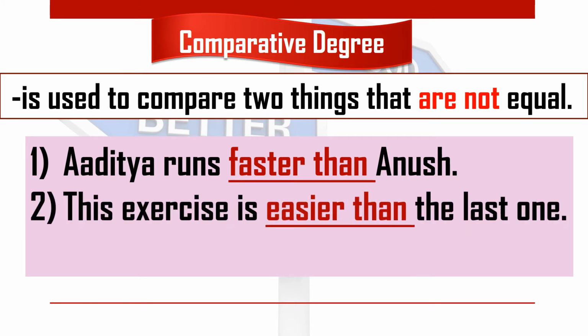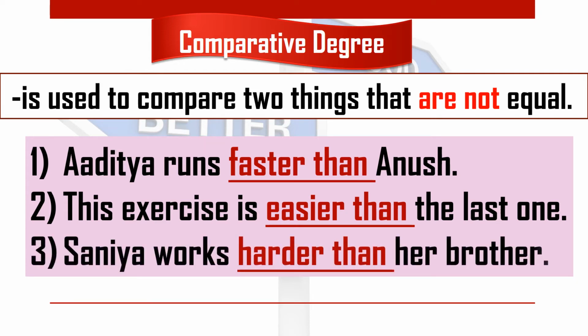This exercise is easier than the last one. Here we are comparing two exercises. So this exercise is easier than the last one. Sania works harder than her brother. So here is a comparison between Sania and her brother. Okay.